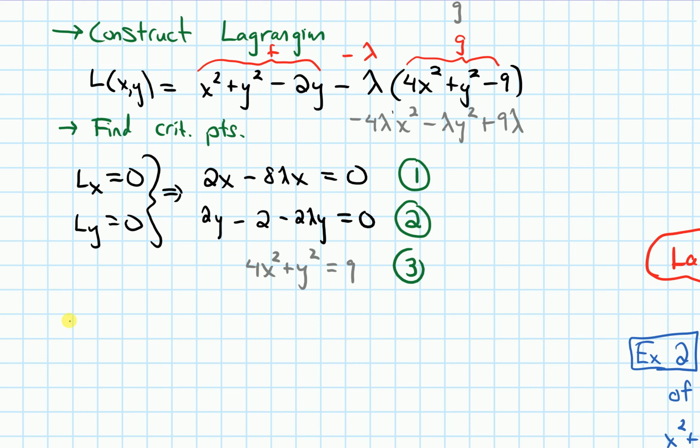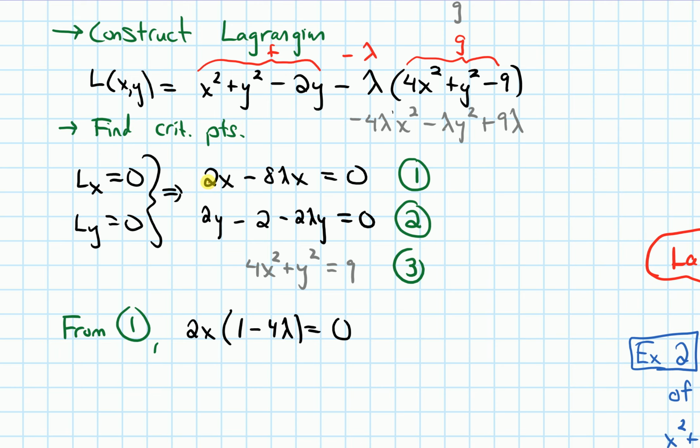The system of equations part is typically where there's a few different ways that we could approach this. But if I look at my first equation right here, I notice that I can factor out a 2 and an x. And that'll leave me with 1 from the first term and minus 4 lambda from the second term. And that's equal to 0.